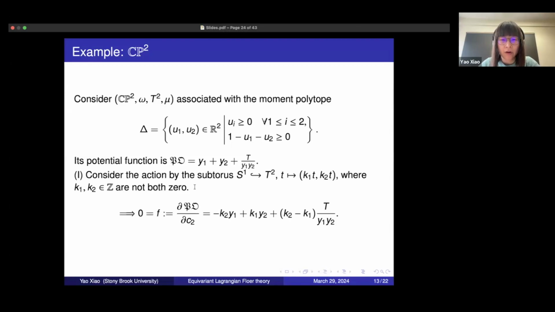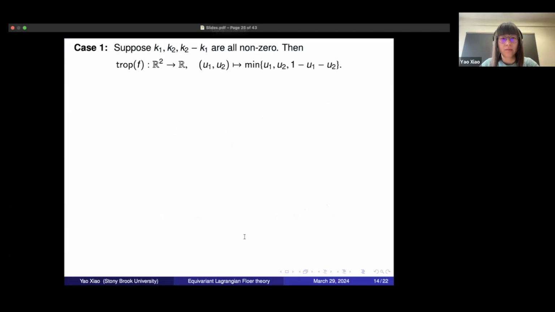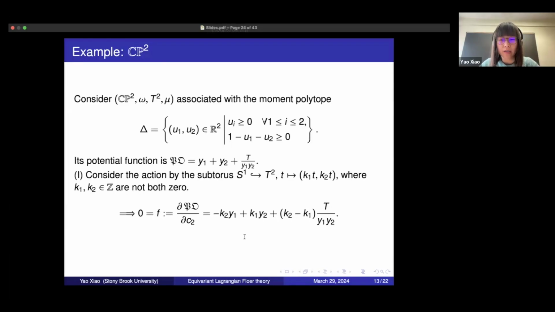The condition for the Lagrangian Floer cohomology to be non-zero would be the vanishing of the partial derivative of the potential function in the normal direction. This means that I need negative k2 y1 plus k1 y2 plus (k2 minus k1) t over y1 y2 to be 0. There are a few cases. The first case would be where all of the coefficients here are non-zero.